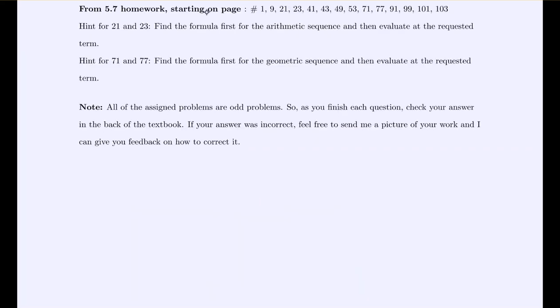And here we have our accompanying textbook homework. Remember, at the end of the 5.7 section, you would find the textbook homework problems. These are the ones that are assigned. They're all odd, so you can check your work in the back of the book. And if you have questions, don't hesitate to reach out via Canvas message or stop by office hours. Here are some hints for 21 and 23, and for 71 and 77.